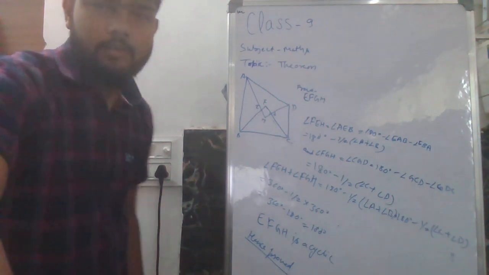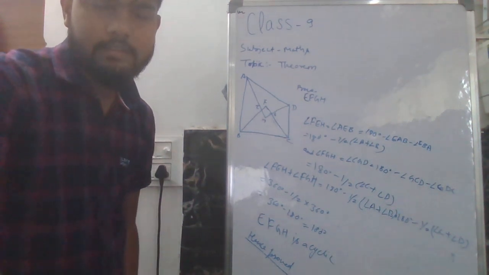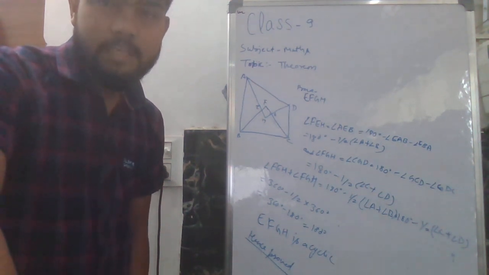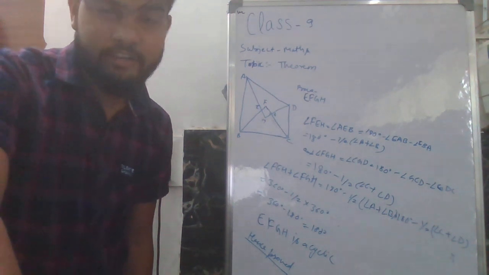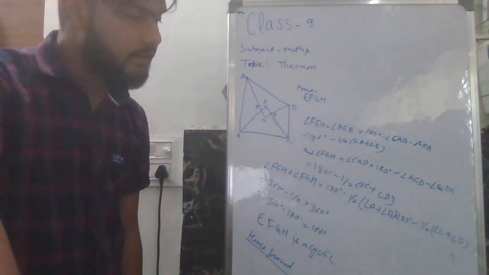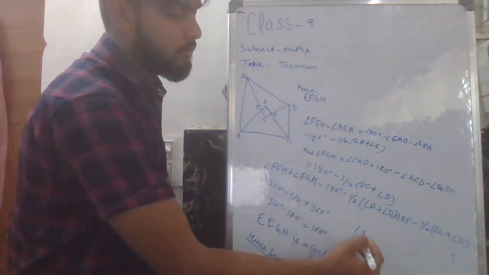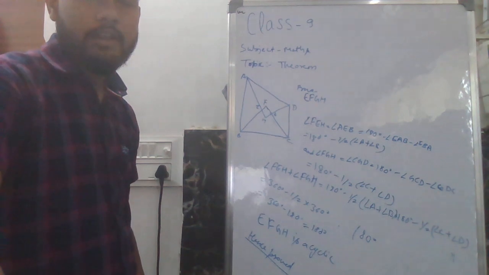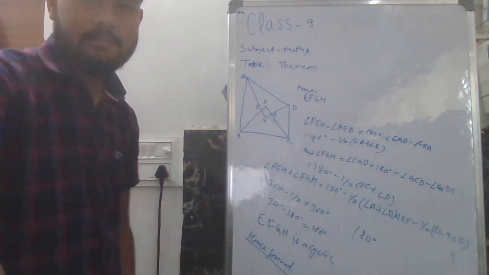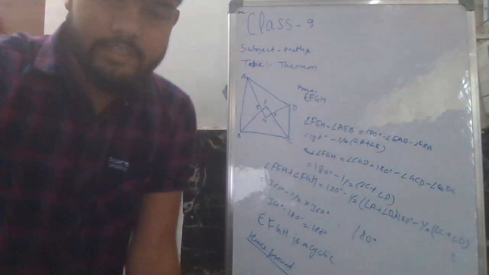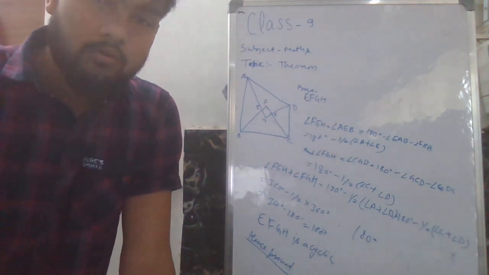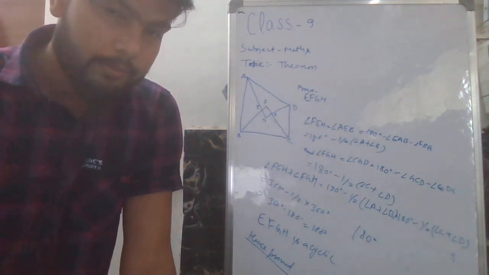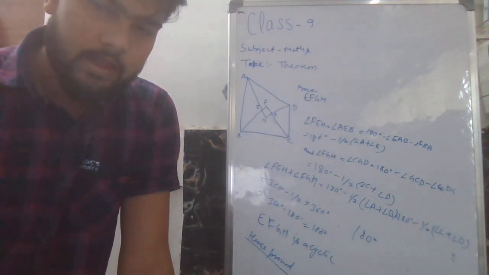Again, I have one question for you. The sum of opposite angles in a cyclic quadrilateral is 180 degrees, 150 degrees, or 90 degrees. All of you know it will be 180 degrees. Very good. Let's recapitulate today's class. We have discussed cyclic quadrilaterals, two theorems of a cyclic quadrilateral, and solved questions based on the first theorem and second theorem.